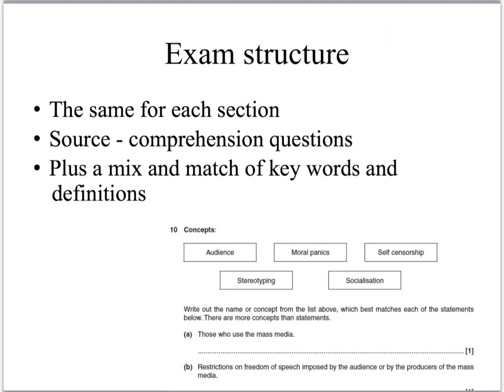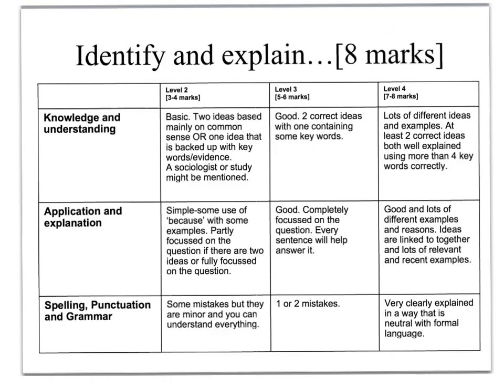This time you actually have to write the concept next to the definition, as shown in the example here. So, it says write out the name or concept from the list above which best matches each of the statements below. There are more concepts than statements, so there are 5 concepts, but only 4 statements. Okay, so all you need to do is just write your answer. Fine.